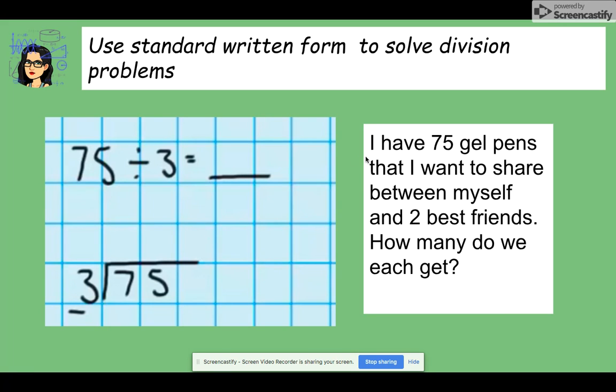And you've got the problem over here. I have 75 gel pens that I want to share between myself and 2 best friends. How many do we each get? So using the standard written form, I've got 3 because that's how many people I'm sharing between. And I've got my total amount of gel pens, which is 7 and 5.